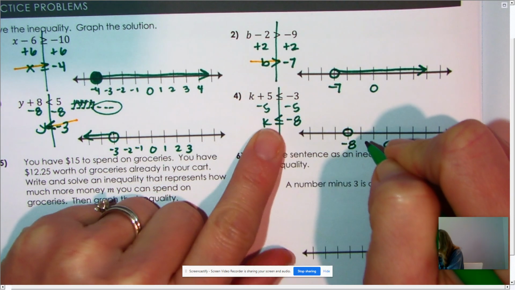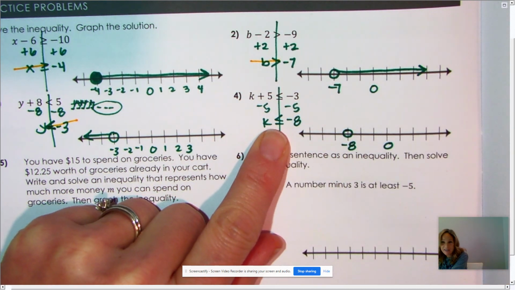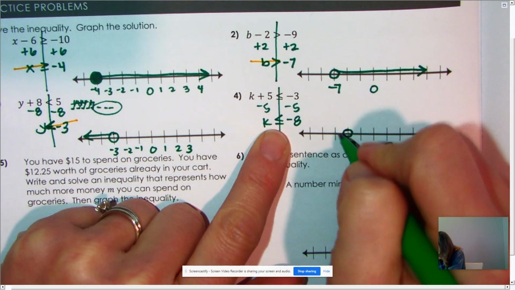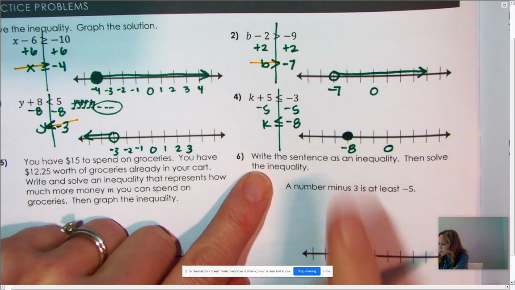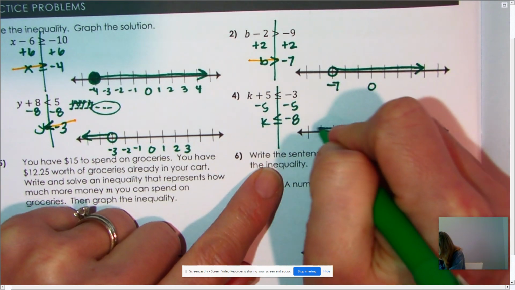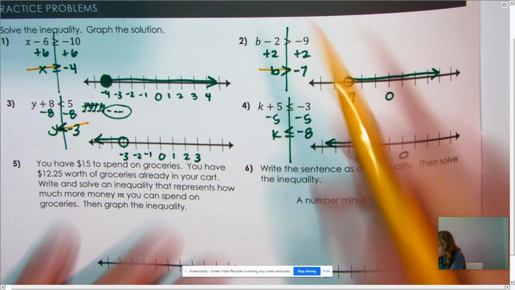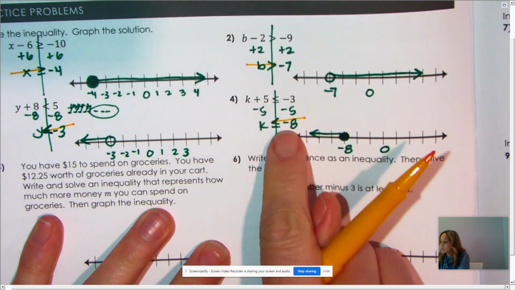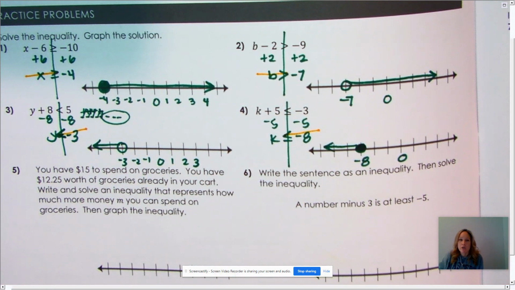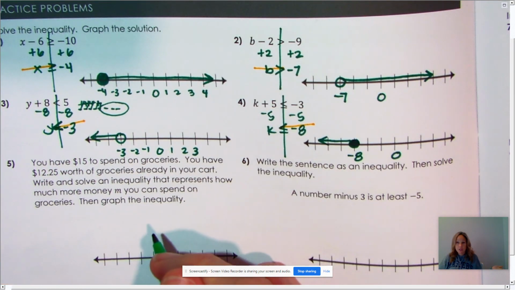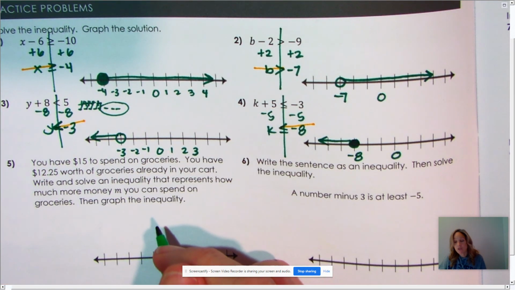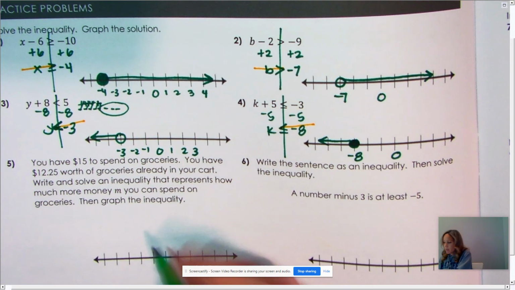I'm going to put an open circle and then I'm going to look, could it be equal to 8? Yes. So that's how I know we color it in, because if it can be equal to 8, that's included in our solution. And then K is less than, so we go to the left. Again, because the K comes first, you can use the arrow that way. For question number 5, you have $15 to spend on groceries. So if you only have $15, you can spend less than that. You just can't spend more than it.